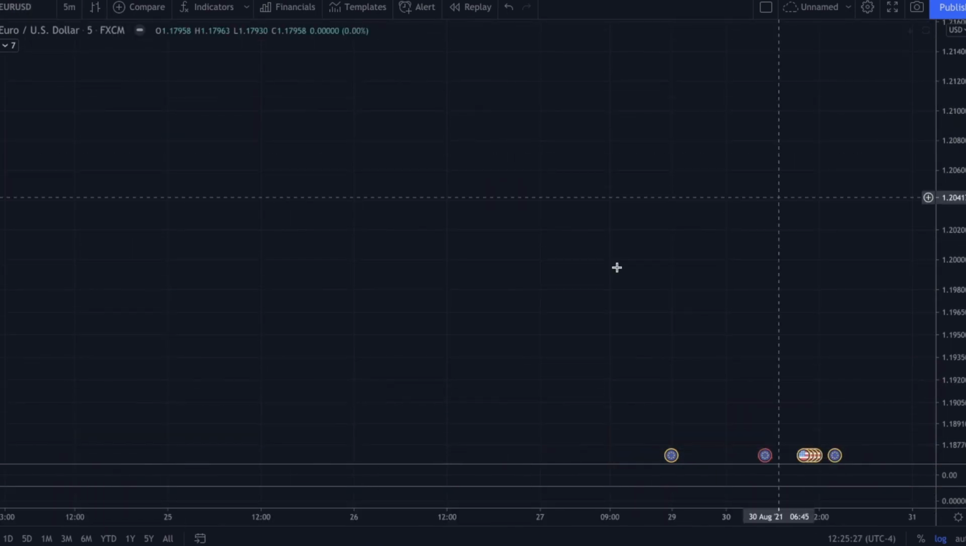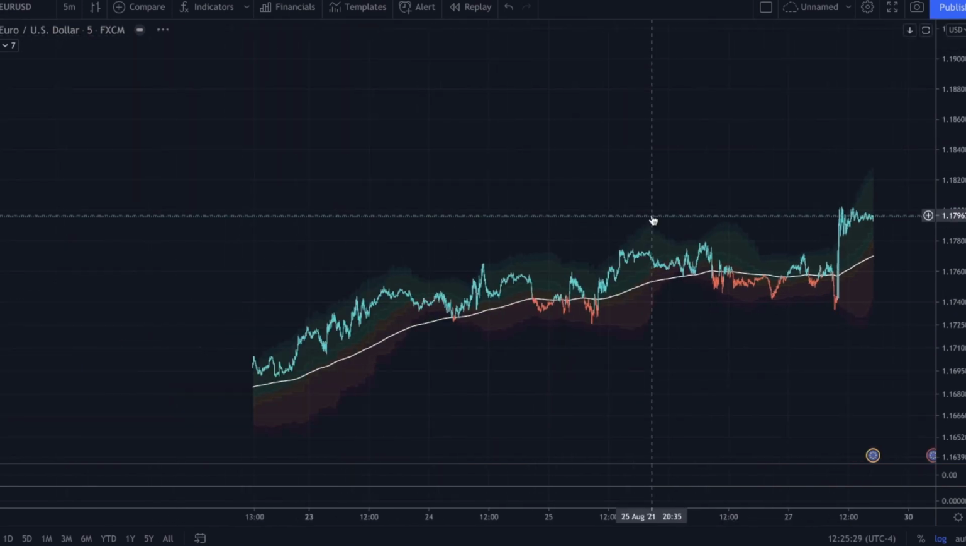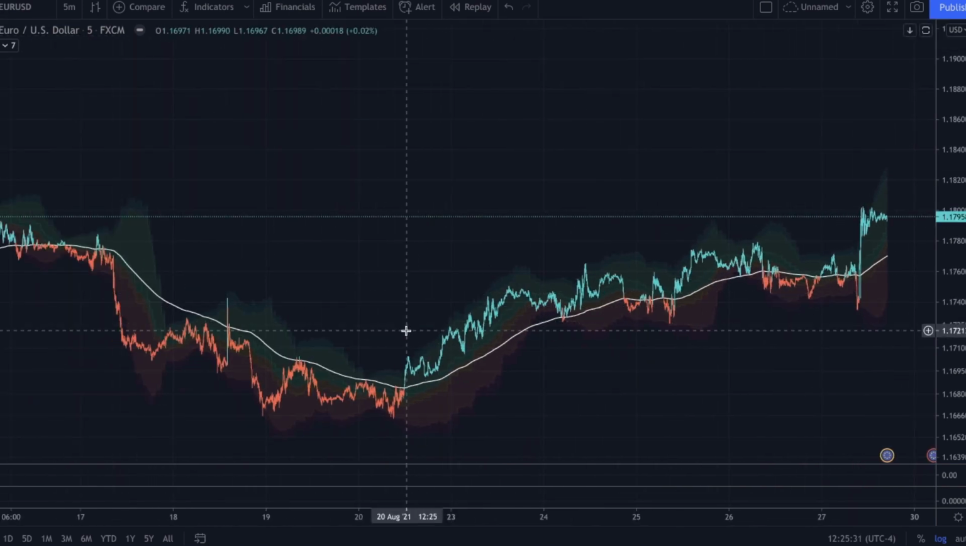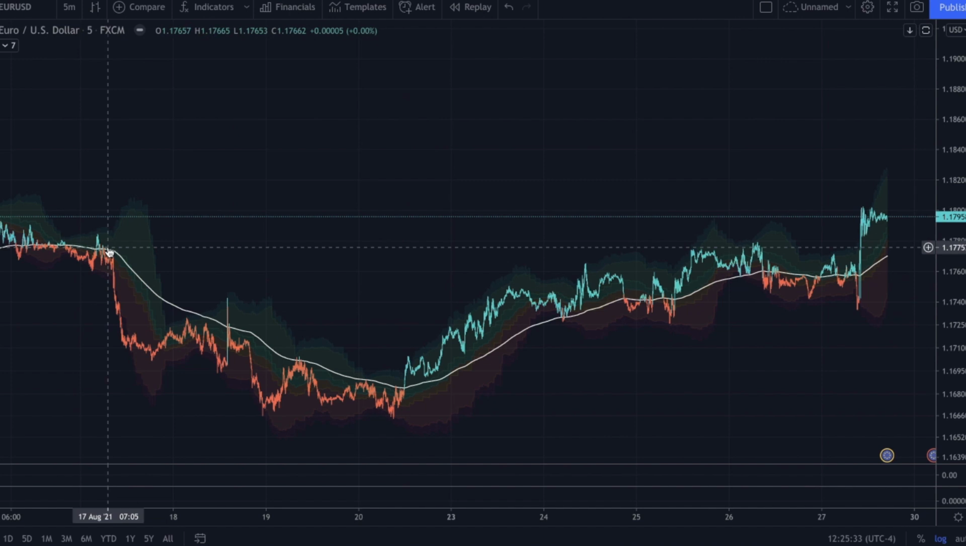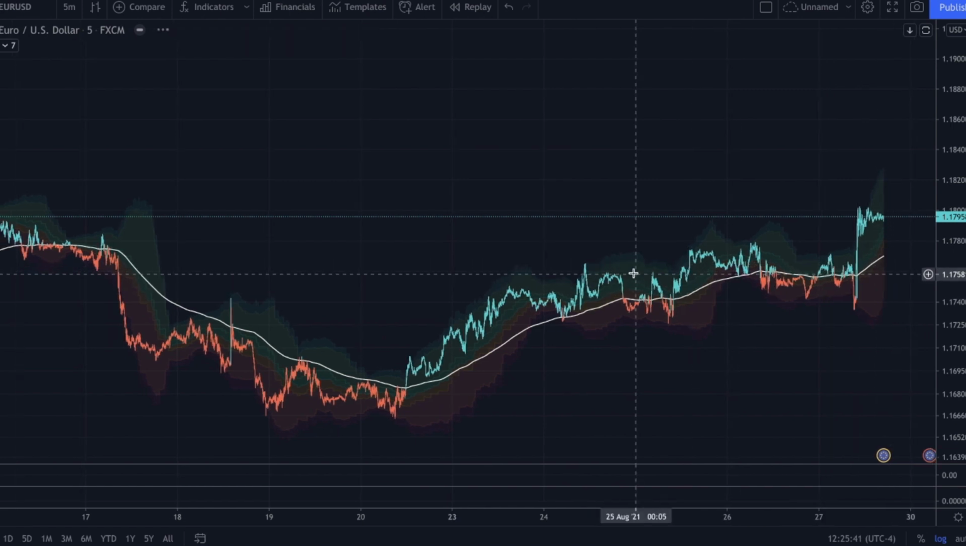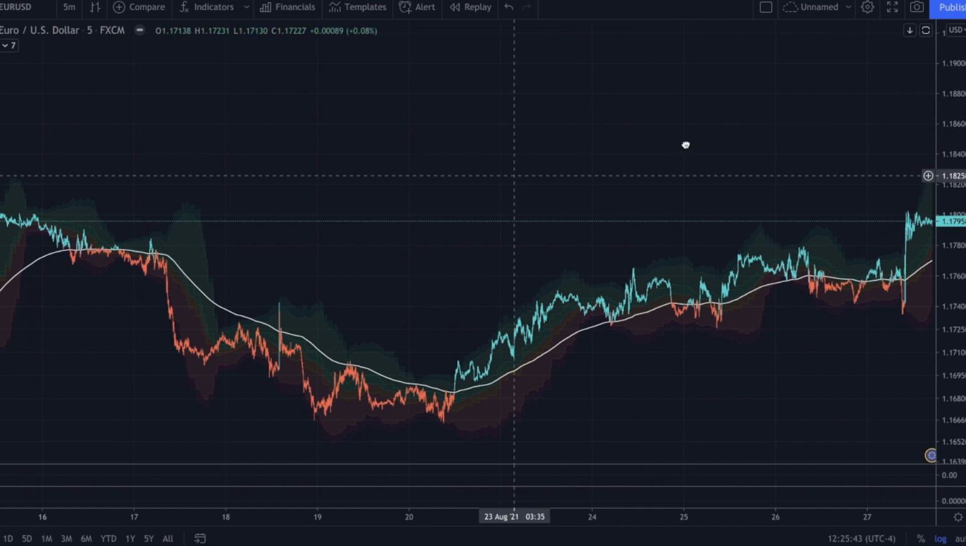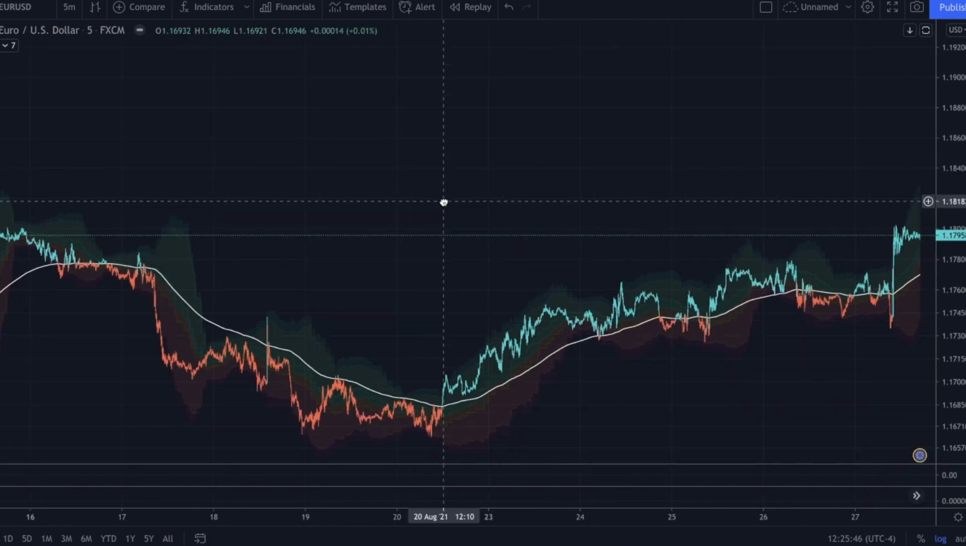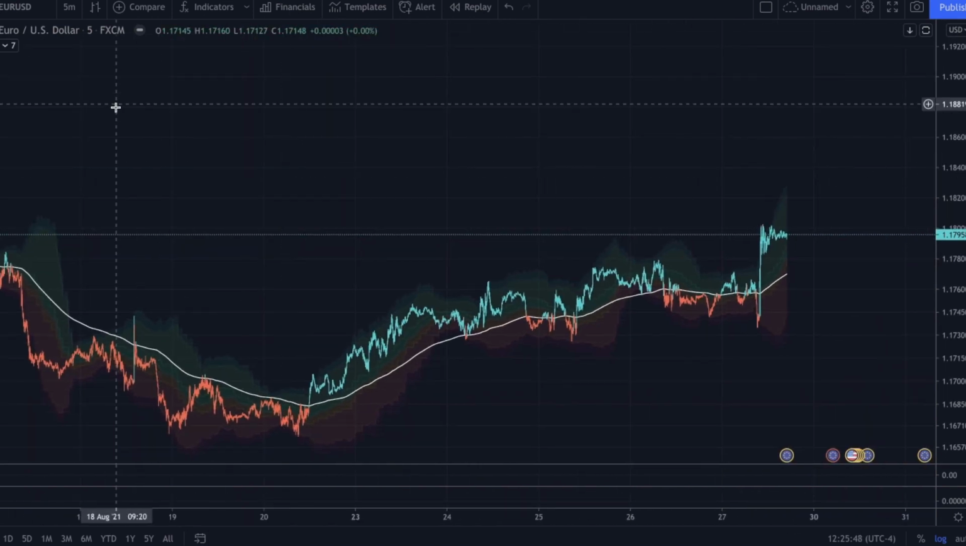And let's just expand this. Now we're looking at it from the 17th. As you can see, bearish movement, bullish movement. You're definitely going to be profitable if you trade this chart and if you trade with this indicator. Keep in mind that this is the Awake Global Mean indicator.